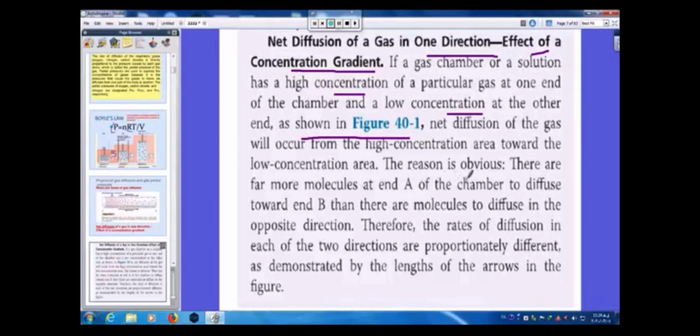The reason is obvious. There are far more molecules at the one end of this chamber to diffuse toward the other end than there are molecules to diffuse in the opposite direction. Therefore, the rates of diffusion in each of the two directions are proportionately different, as demonstrated by the length of the arrows in the figure.